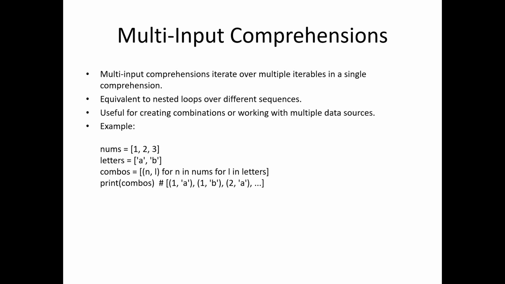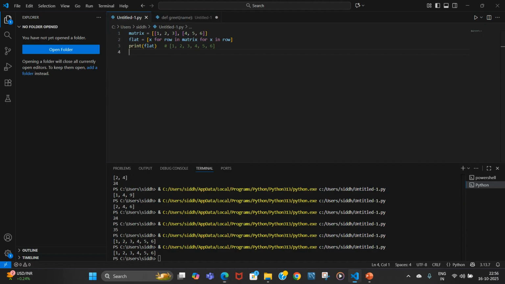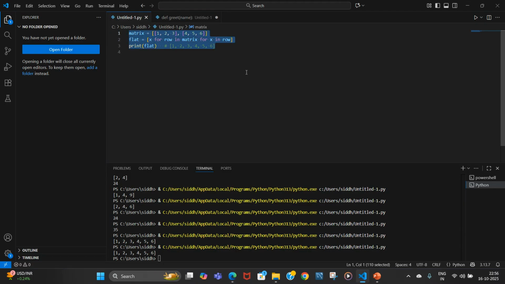Multi-input comprehensions are similar, but instead of nested structures, they iterate over multiple independent iterables. This is useful for creating combinations or processing parallel data sources. So let's try an example to see what it means.